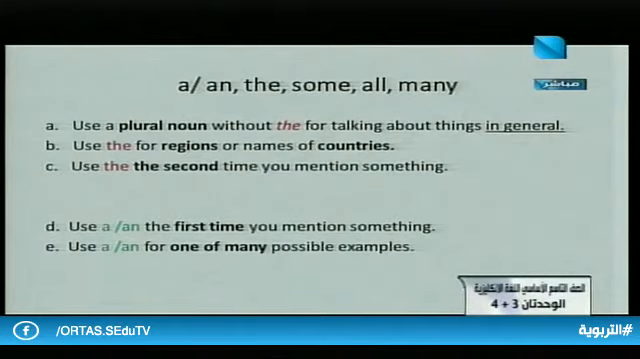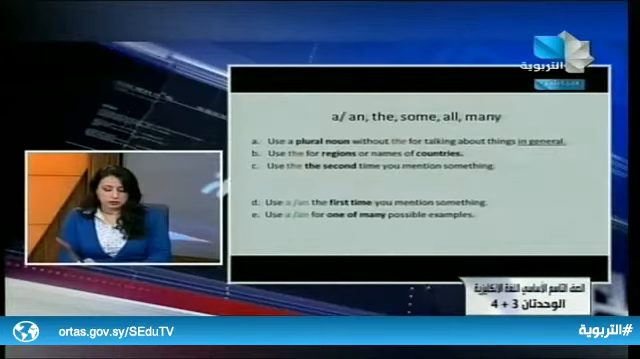An umbrella, for example. But a university. University starts with U, but it's not pronounced as a vowel. It's pronounced as a consonant, the "you" sound, not the letter. Now we use the plural noun without "the" for talking about things in general.